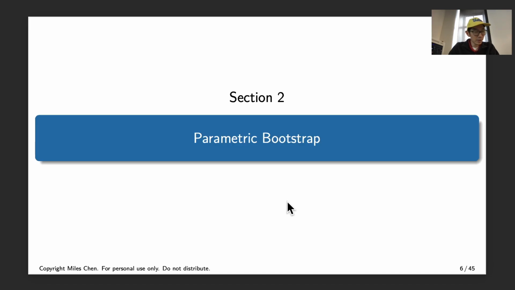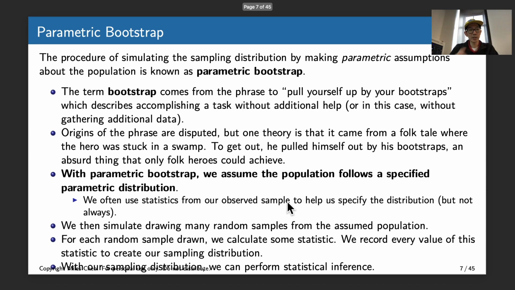So let's look at an example, and this one, we'll do parametric bootstrap, and we'll make assumptions about our population. Okay, so parametric bootstrap will make parametric assumptions about the population. So I'll talk about what that is here.